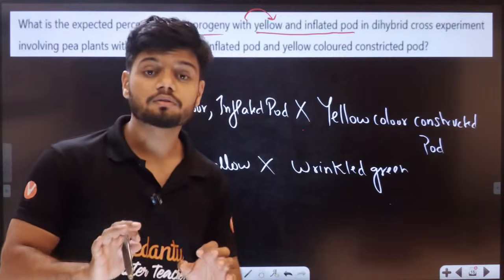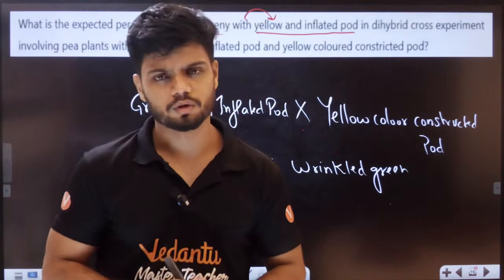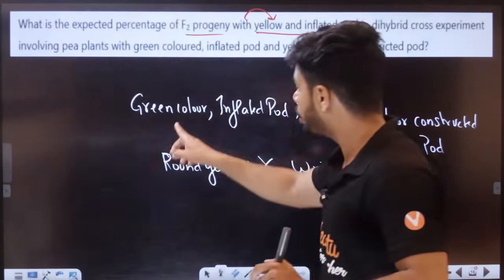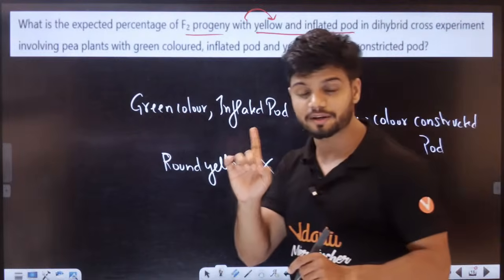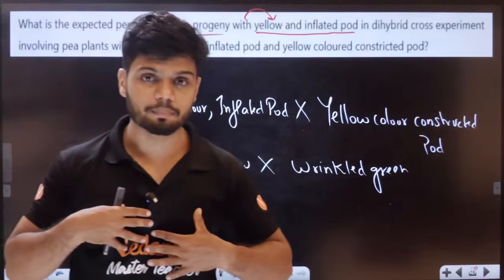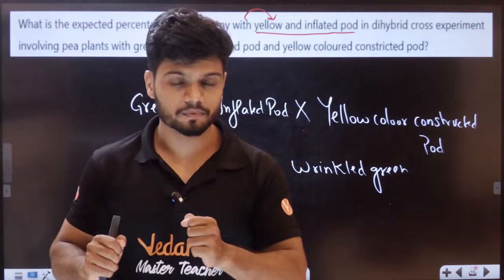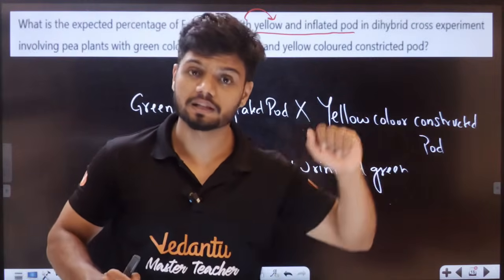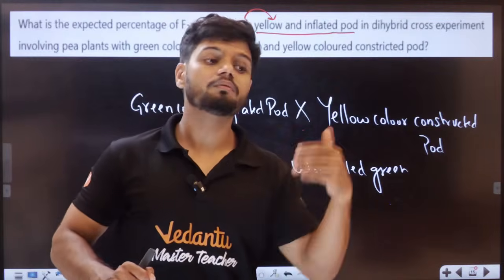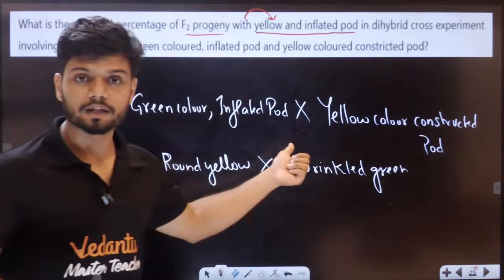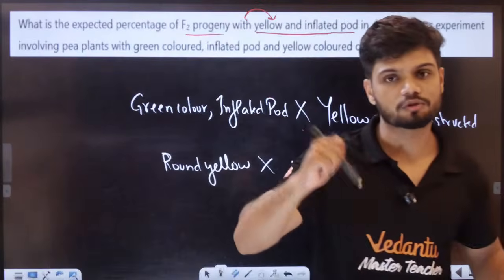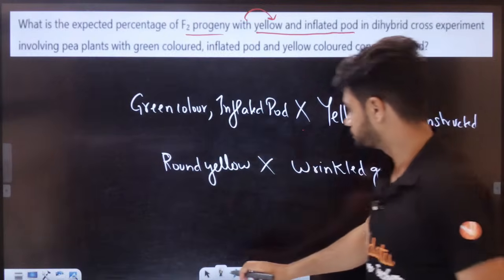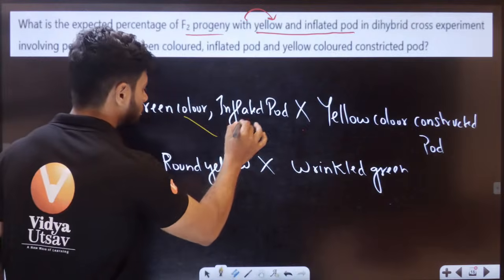Now, is it always seed shape and seed color? No. So they can change the question. They can change the question from seed shape and seed color to pod shape and pod color. All of you understanding? Here in our example of dihybrid, we have taken seed shape and seed color. But in examination, they can give you something like flower position and flower color. Yes or no? Or they can give you any other, like pod shape and pod color. So they can give you different characters also. So here in this question, they have given you different characters. So again, students, green color and inflated. These two are dominant.